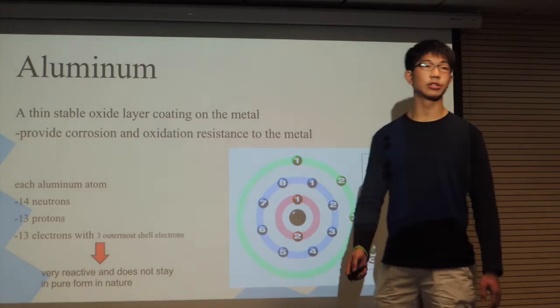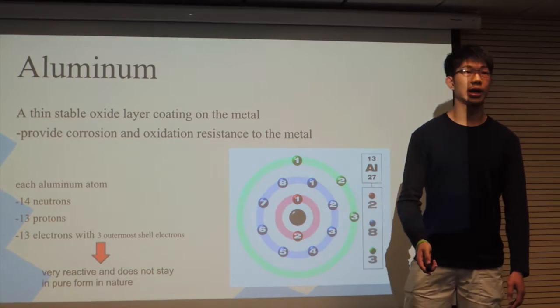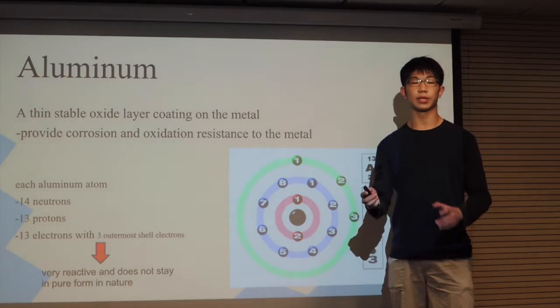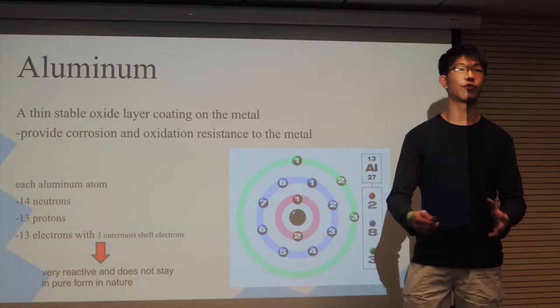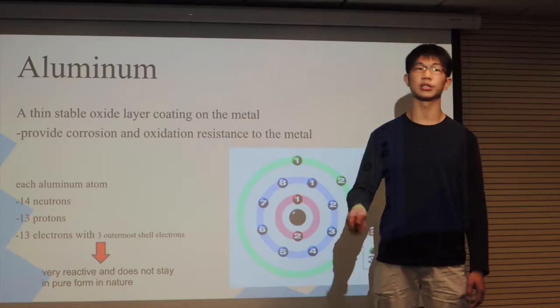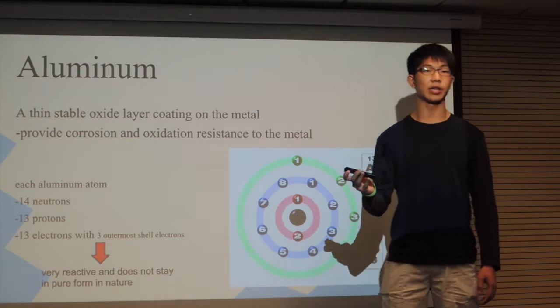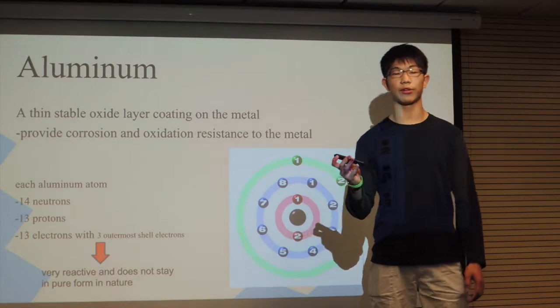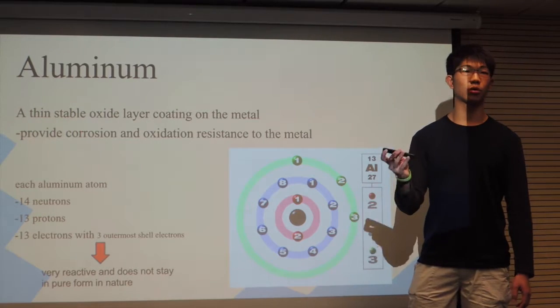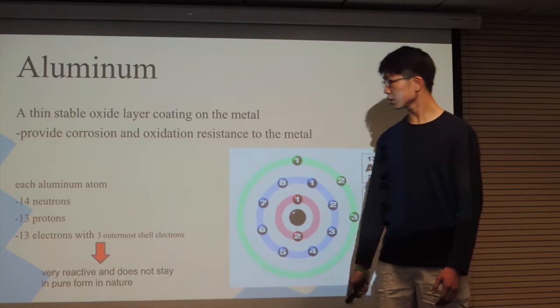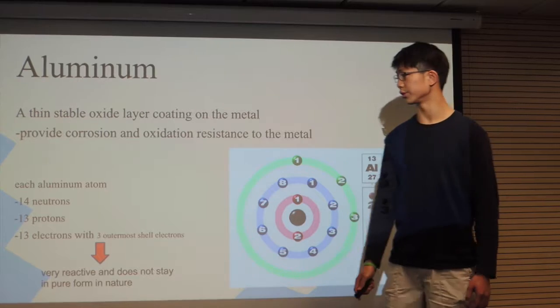For the second metal, aluminium, it is a metal that has a thin, stable oxide layer coating on its surface, and these oxide layers provide very strong corrosion resistance to the metal, as they are very stable at room temperature.